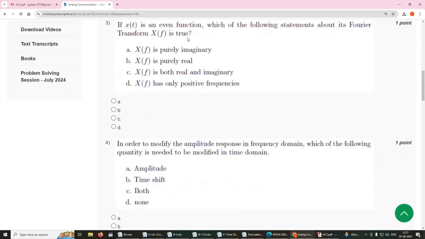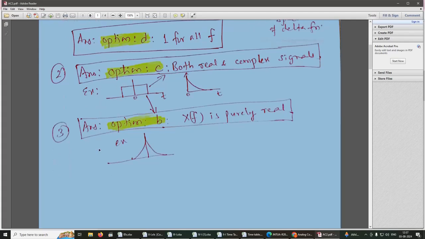Third one, if x(t) is an even function, which of the following statements about its Fourier transform X(f) is true? You can see here this rectangle function is an even function, and this double-sided exponential is also an even function, which leads to purely real. X(f) will be purely real. So the answer is option B.